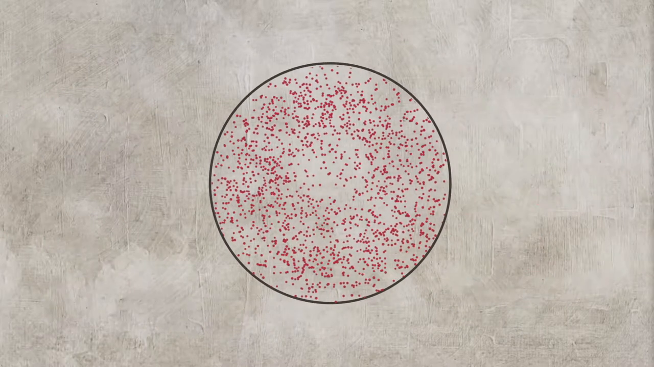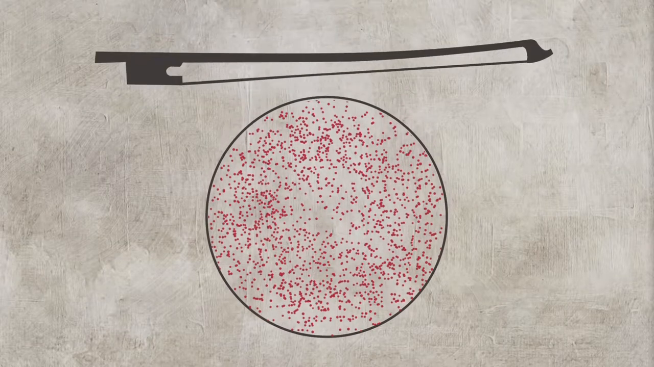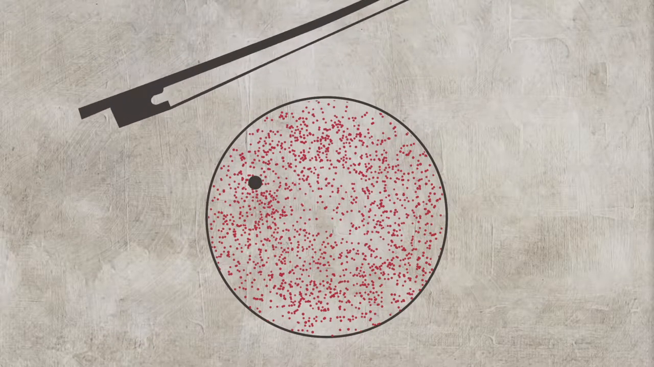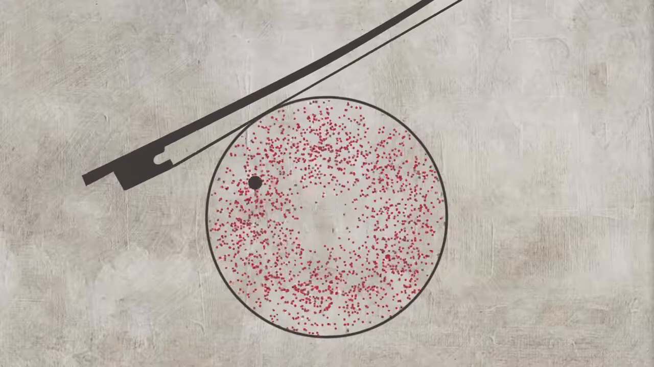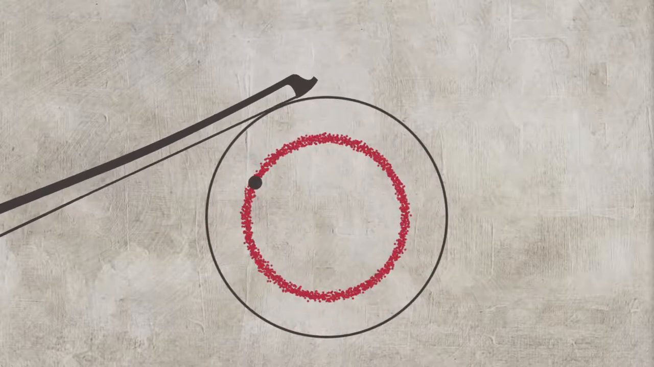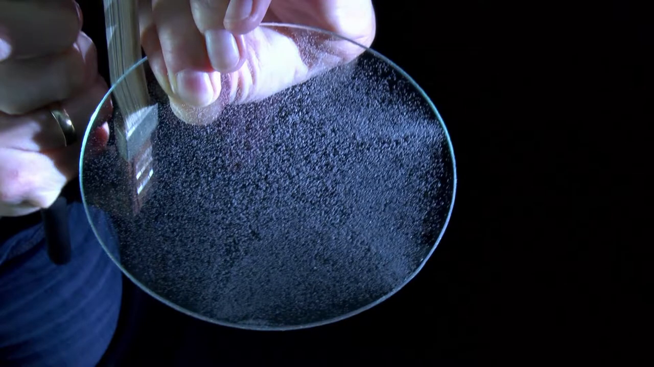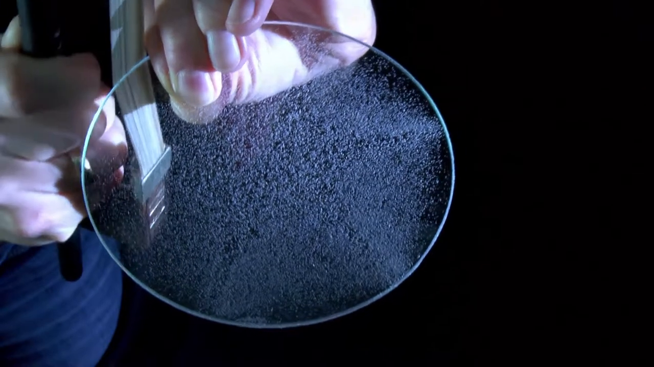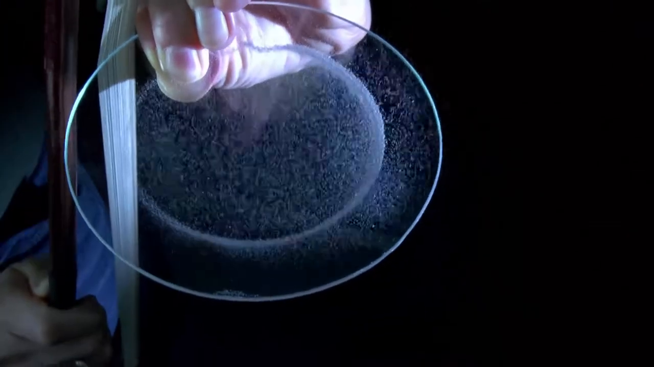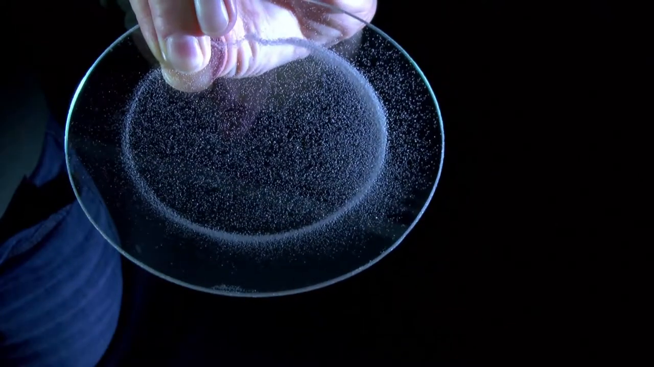For example, we can use a violin bow to make a round glass plate vibrate. Let's sprinkle the plate with fine powder. If we hold the plate at the appropriate point, we will obtain a so-called Chladni figure. How can this be explained? The stationary granules reveal the places where the plate does not move, that is, where nodal lines are formed.